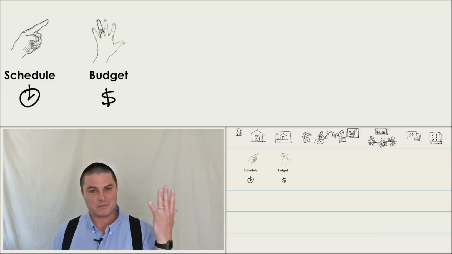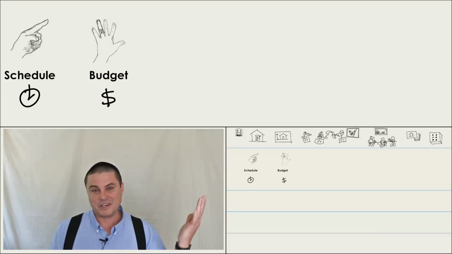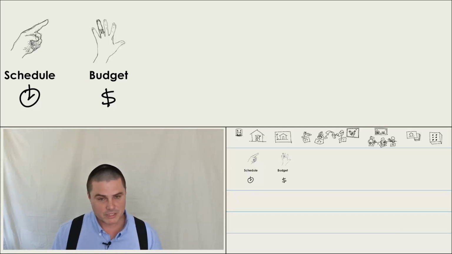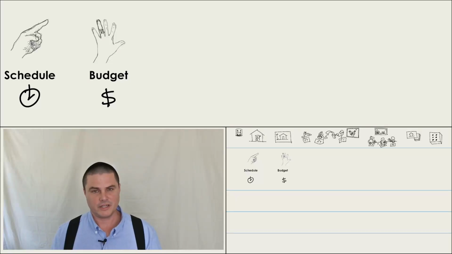The ring finger is representing the budget, because ring fingers are for rings, and diamond rings, for example, can be expensive. So the ring finger is for remembering the budget, which is the second key document, and that is going to be represented by the symbol of this $ sign.